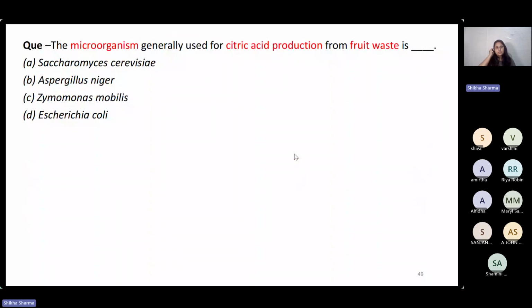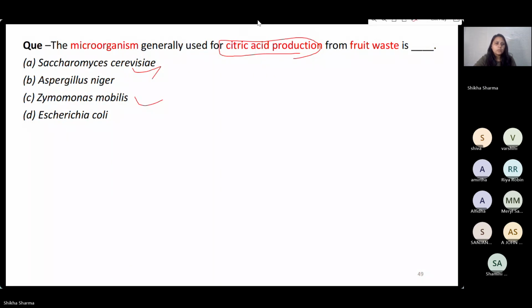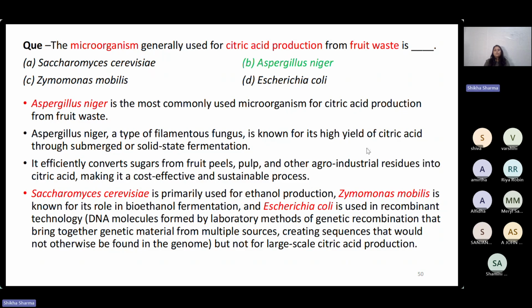Okay, let's discuss this question. The microorganism generally used for citric acid production from fruit waste is: Saccharomyces cerevisiae, Aspergillus niger, E. coli, or Zymomonas mobilis. Which microorganism is used for citric acid production from fruit waste? Here the answer is Aspergillus niger.